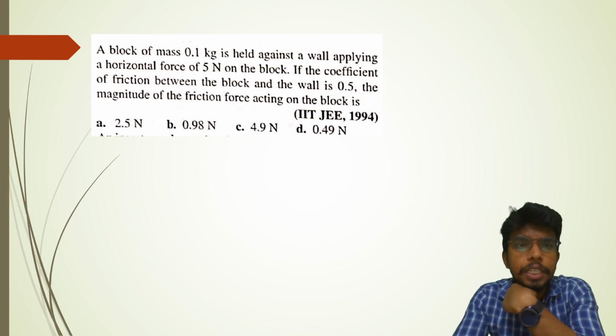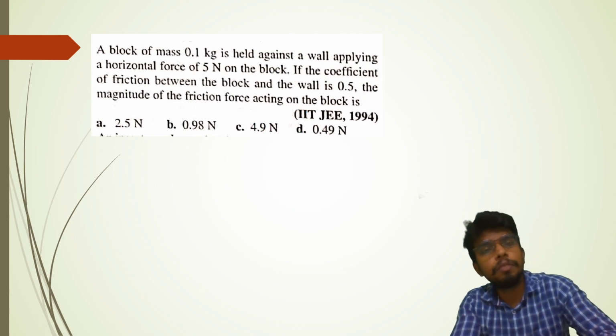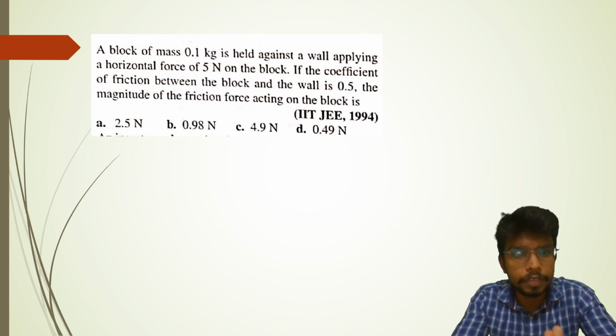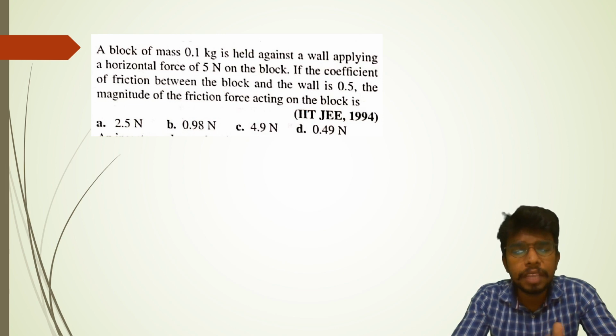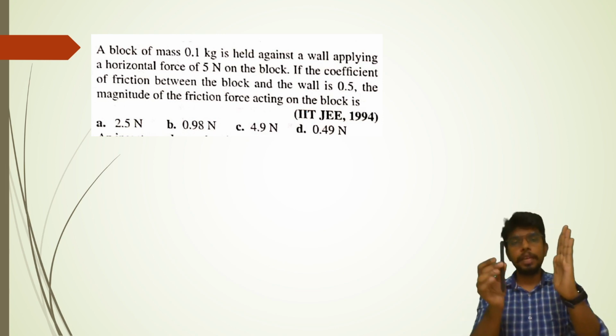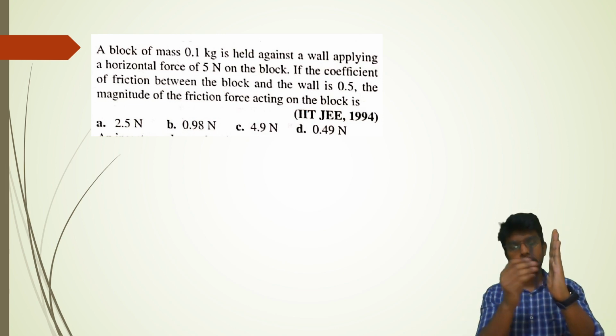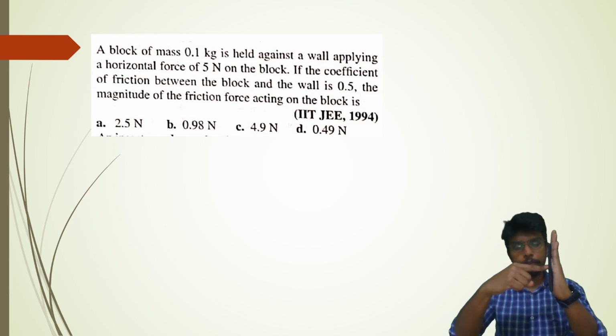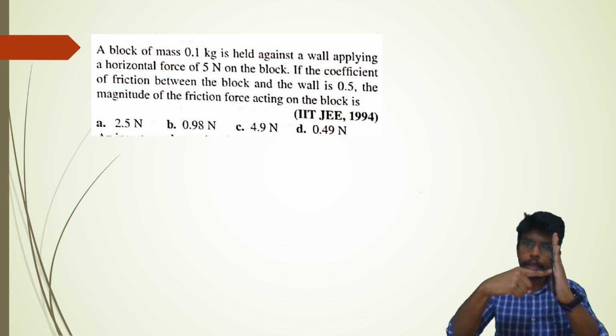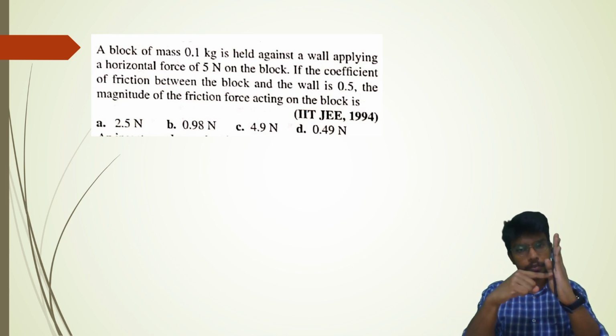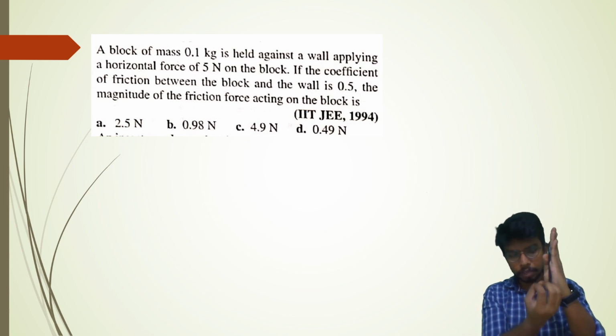This is a question from JEE 94. A block of mass 0.1 kg is held against a wall by applying a horizontal force of 5 Newton on the block. If the coefficient of friction between the block and the wall is 0.5, the magnitude of the friction... Similar question. This is a pen, and I'm going to hold this pen against a wall. Now, with whatever force I push the pen, there is a certain minimum force which is required to hold this particular pen, because there is a weight mg on the pen, because of which it is going to fall.